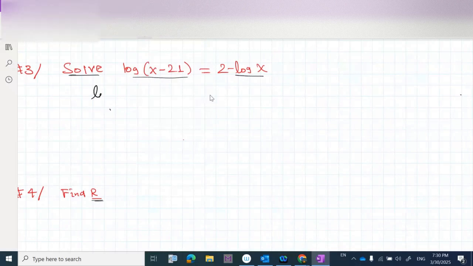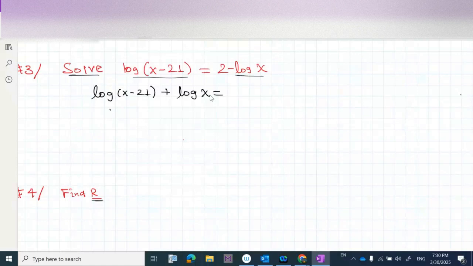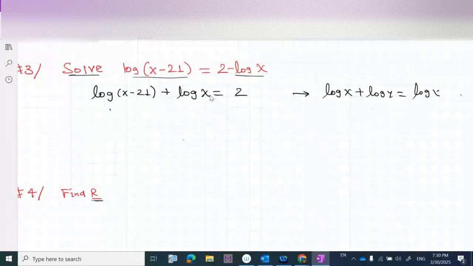So the first step is log of x minus 21, and then this minus will be turned into plus log of x equals 2. All right, so I have to remember one rule now. This is addition, so addition uses the product rule of logarithm. If I have log of x plus log of y, this is log of x times y.